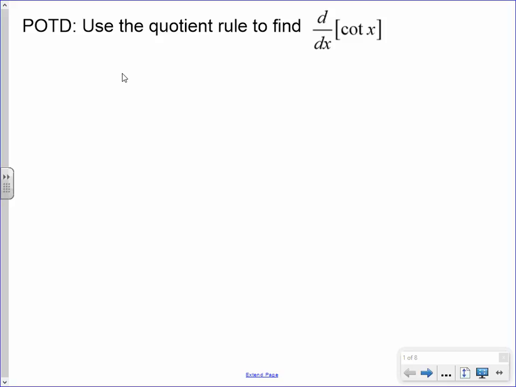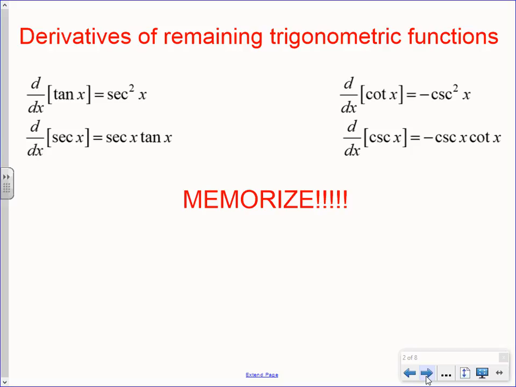We're going to remember that the derivative of tangent is secant squared x. We're going to remember that the derivative of cotangent is negative cosecant squared x. Okay? Also, I'm going to give you the rules for secant and cosecant. Those we can use the quotient rule to derive as well.